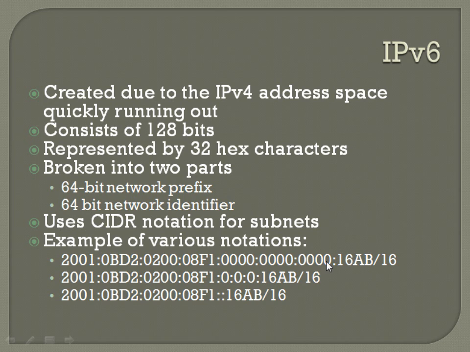Mm-hmm. Exact same number. Additionally, one time and one time only in each IPv6 address, you are allowed to break down consecutive sets of zero bits to a single double colon. So instead of writing these out at all, you can just put this double colon, and everyone will know that all the bits that are missing in there are going to be zero. So 0000000, all that broken down into this single double colon.